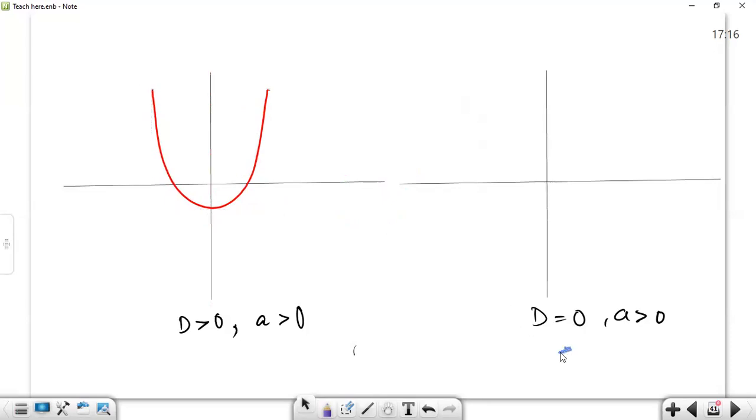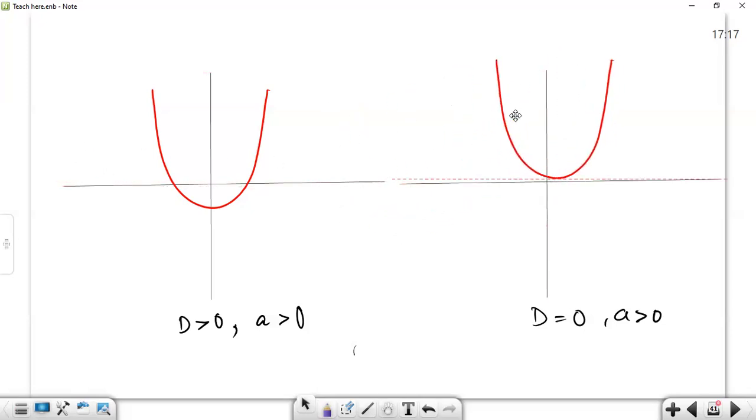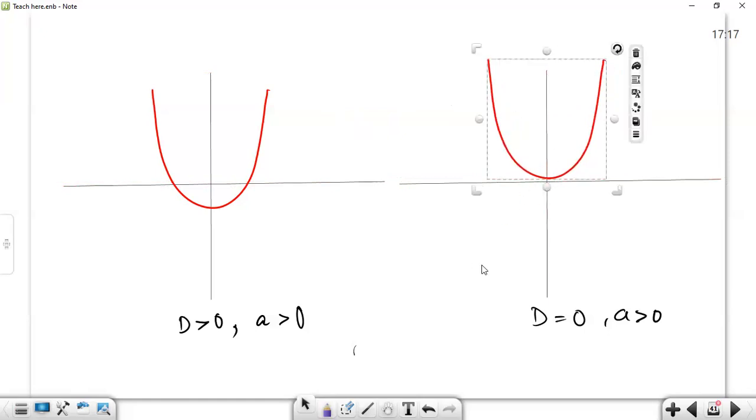When we discuss the discriminant being 0 and a being positive, the parabola will be facing upwards. For the discriminant being 0, there will be the same roots, coincident roots. So the parabola is going to touch the x-axis only once. So the parabola will be positioned in this manner.